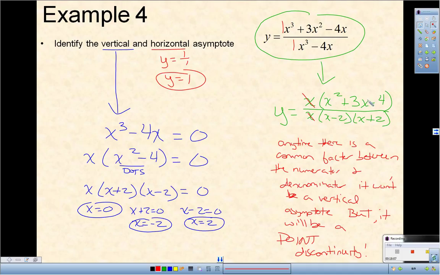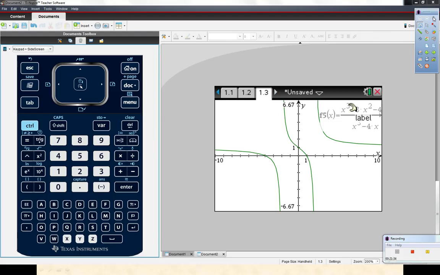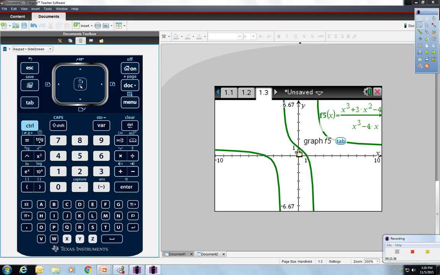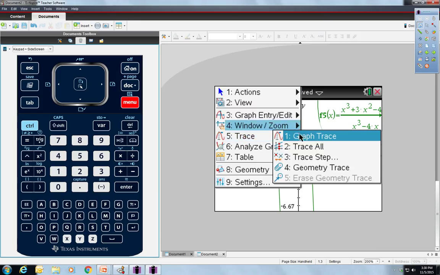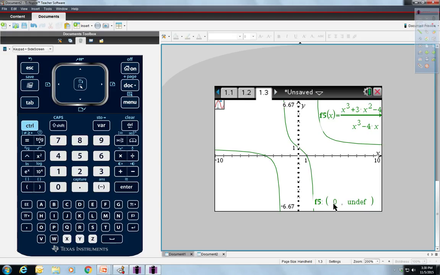Notice that these factors do not match up in the numerator, so that is why they are vertical asymptotes at 2 and negative 2. But the x factors they have in common, so that's why at 0 right here, there is no asymptote there. But if I were actually going to go to Menu, Trace, Graph Trace, if you notice at 0, even though there's not a vertical asymptote, it is undefined at that point. And that's what we call, if you remember, a point discontinuity.